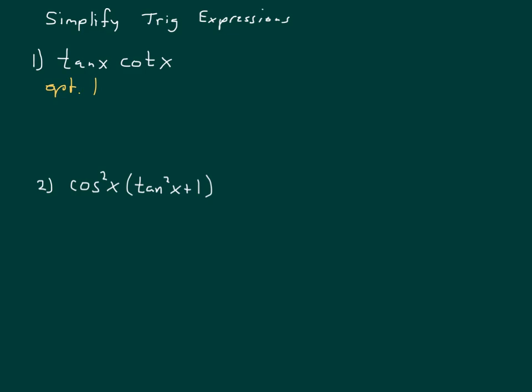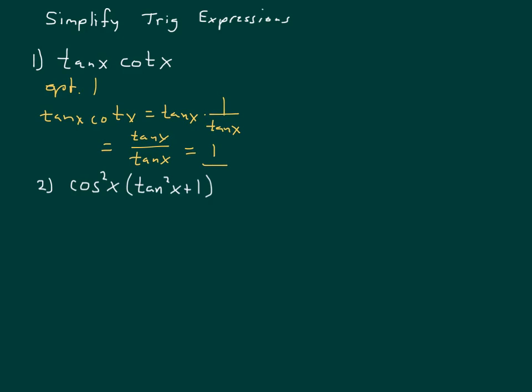So option 1 in this case is that I have tangent of x times cotangent x. And I know that's equal to tangent of x times 1 over tangent of x, by replacing cotangent with 1 over tangent, which is an identity. When I multiply that, that will equal tangent of x over tangent of x, which those two just cancel out, and I get 1. That's the first option that I have on this one.